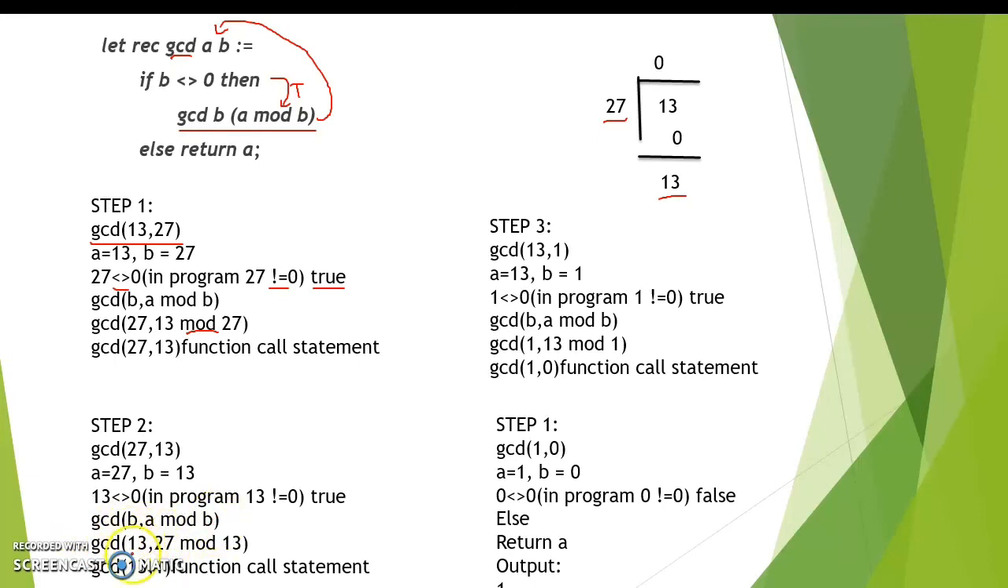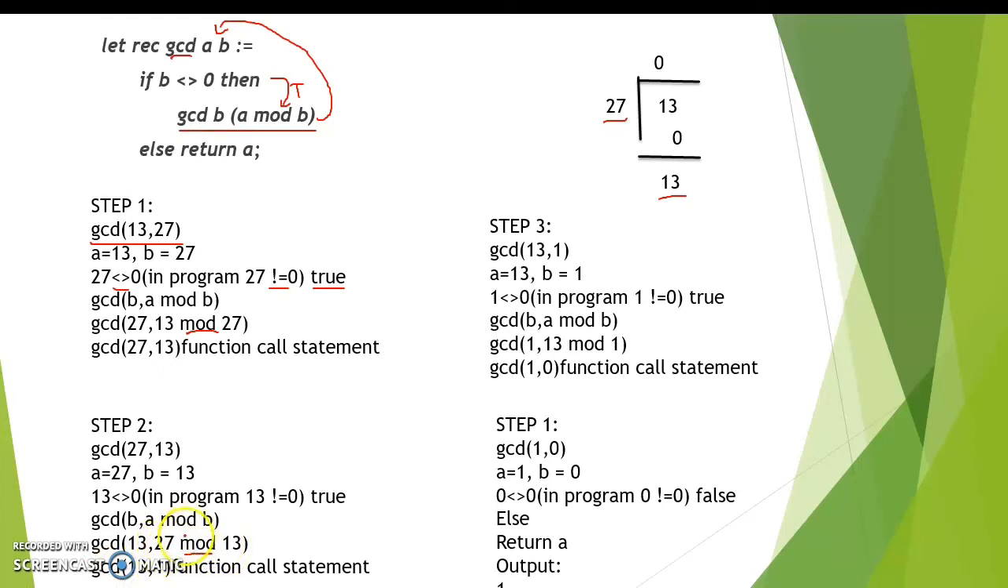Now we substitute the values for B and A. GCD of 13 comma 27 mod 13. So now you can see this 27 mod 13. 27 divided by 13, what do we get? 2 13s are 26. The remainder is 1. The mod operator returns the remainder value.